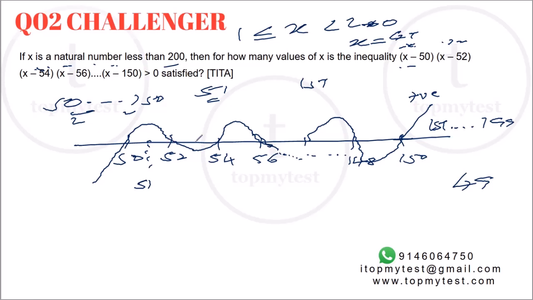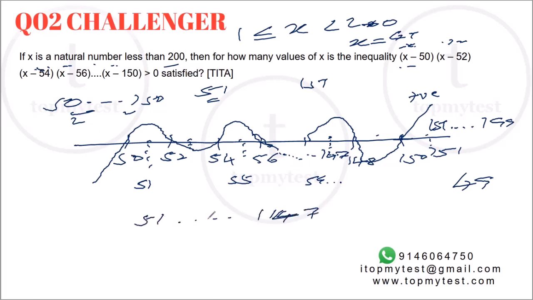52, it becomes 0. 53, it will be negative. 54, it's 0. 55, it will become positive. 56, 57, it will be negative. 58 will be 0. 59, again it will be positive, and so on. Till when will it go up? 151, again it becomes positive. It'll keep going if I keep increasing the gap. So the last number here which works will be 147. So from 51 to 147.